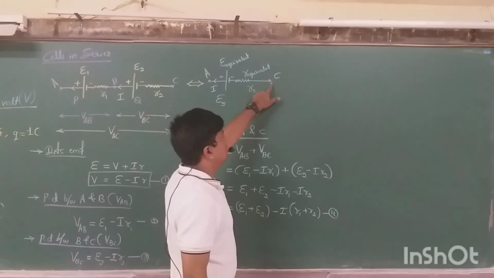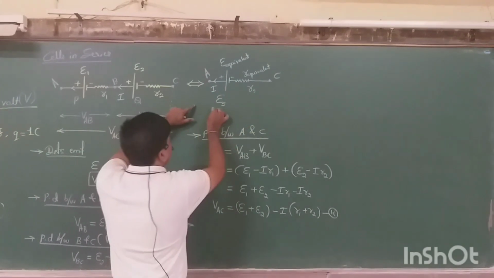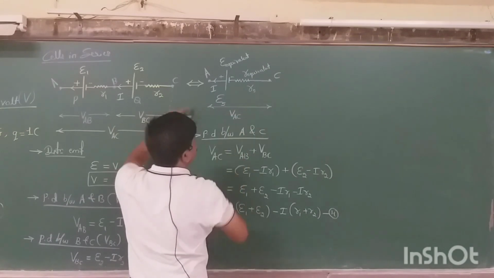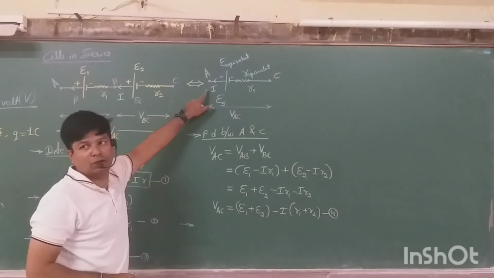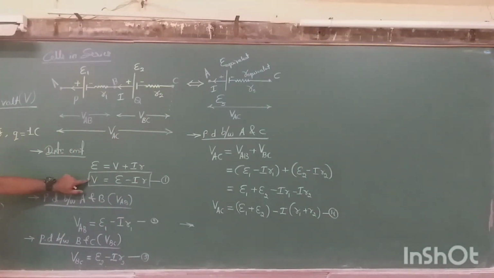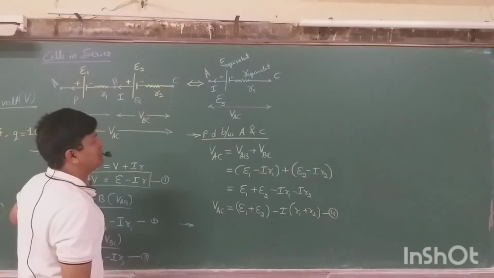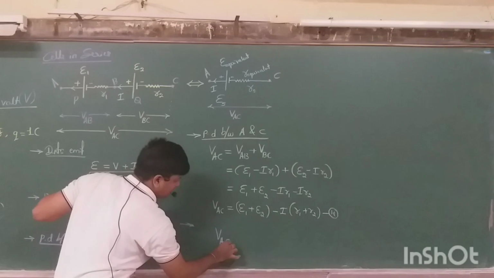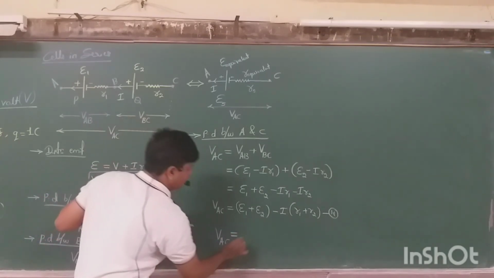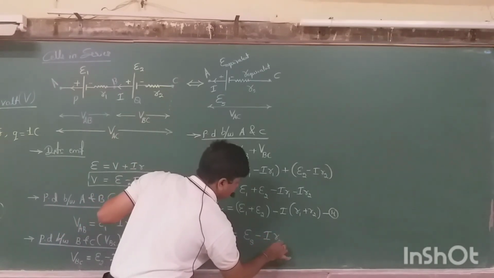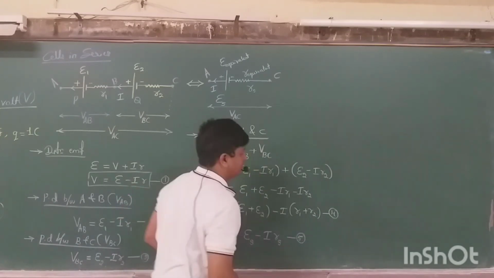This is point A, this is point C. The potential difference across these two points is called VAC. VAC is the potential difference across this equivalent shell. So use this equation and write the potential difference across that equivalent shell. How do you write it? VAC is equal to EMF ES minus current I and internal resistance Rs. This is equation number 5.